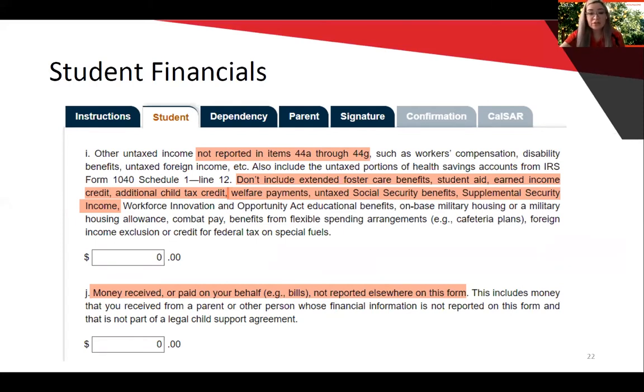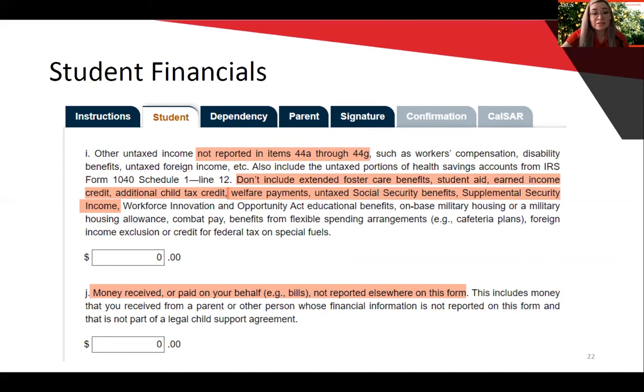Just make sure that you're not including financial aid, for example, welfare payments, foster care payments, supplemental security income, or untaxed Social Security benefits. So both applications do a very good job at outlining what should be excluded and what can be included. So make sure you read it carefully when seeing what should be reported under other untaxed income.